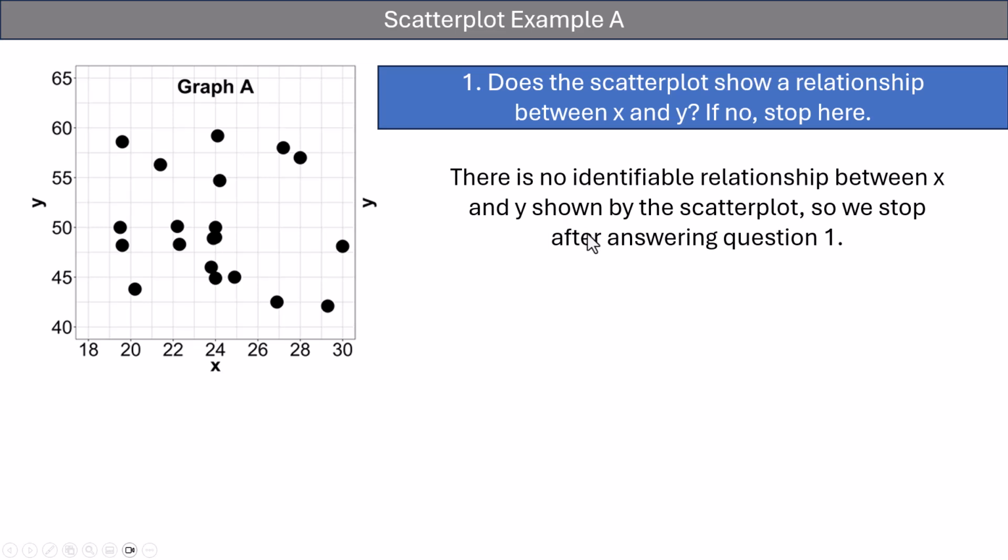So therefore, it's not really worth it to ask any of the future questions because those all depend on having some sort of relationship in the first place. So this is really where we would stop with this graph. We would say, nah, there's not really anything else we can do with this one. Let's look at another one.